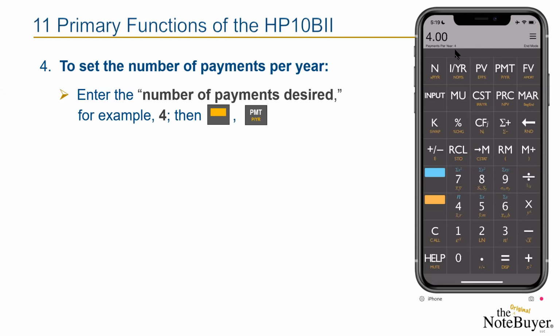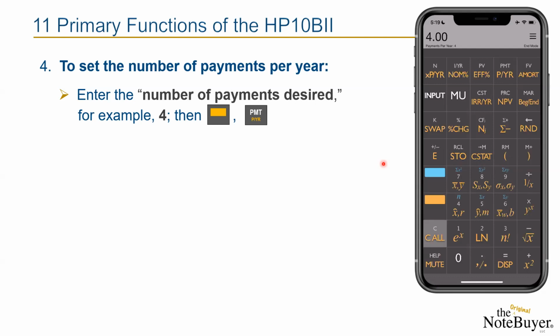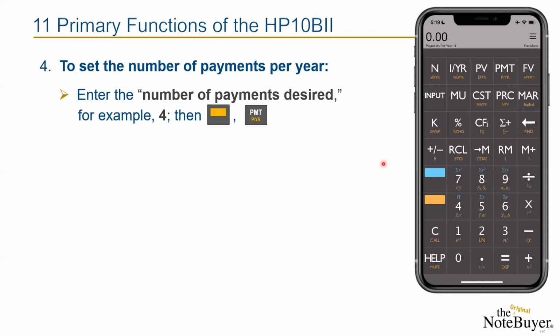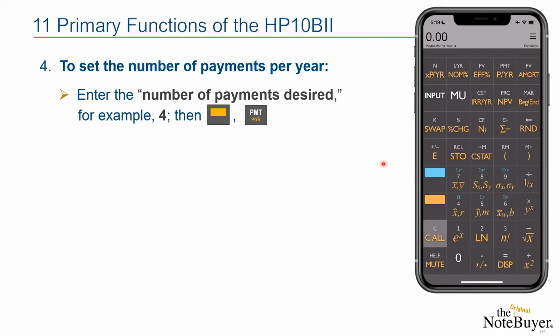If you happen to be working on one where it doesn't display the 4 payments per year and you want to double check, all you have to do is hit your shift key and then the clear all. When you hold it down, it will flash in the screen 4 payments per year. So if you don't see it up there, just hit shift and then clear.